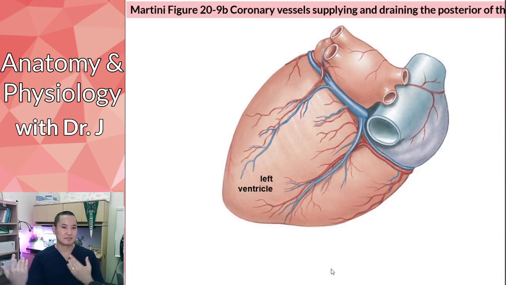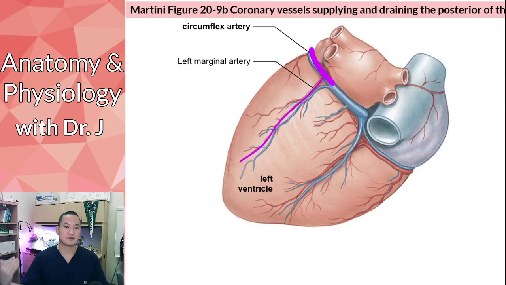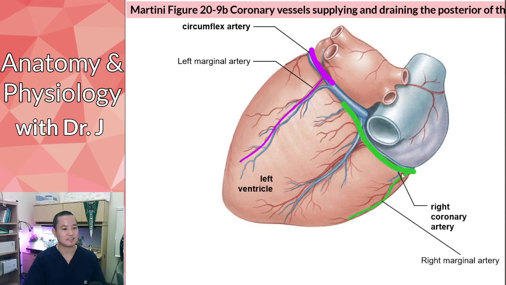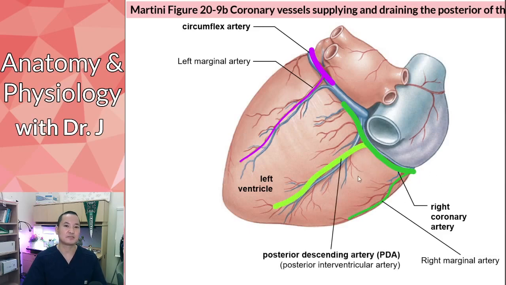So now we're looking from the anterior to the posterior. Now we're looking at the back of the heart. That circumflex artery starts off with the left branch, and it started off at the anterior. Now it wraps around toward the posterior. That's why it's called the circumflex. And you also have a left marginal artery that branches off from that. Now the right coronary artery continues. You have the marginal artery, but then you have this other major branch of the right coronary artery called the PDA, the posterior descending artery or posterior interventricular artery.